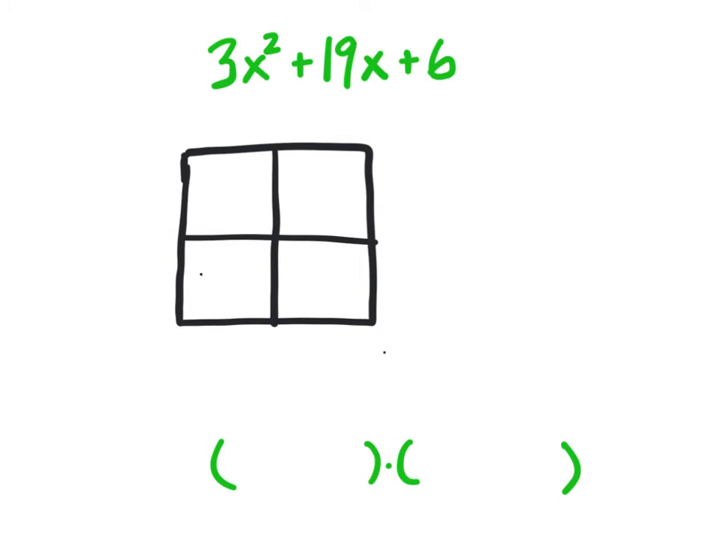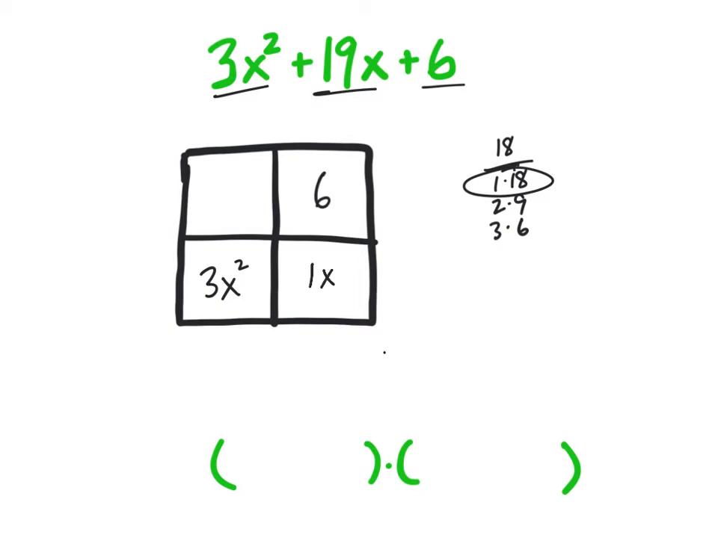All right, now we got 3x squared. You can, again, go ahead and put it wherever you want. It doesn't matter what corner, but that 6 has to go in the opposite corner. The key is to multiply the diagonal. 3 times 6 is 18. Go ahead and make your factors of 18. I think that's all of them. I'm looking for a way to get 19, and that first option is going to work for me. I can put 1x and 18x.